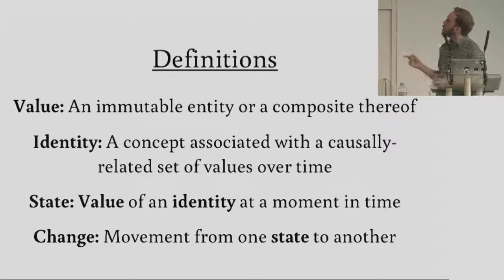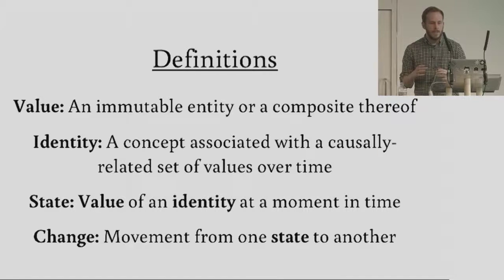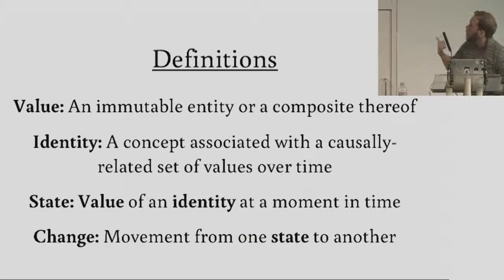So here are the definitions that we've got to. These are the definitions that Clojure has, that underpin the construction of the entire language. Whilst we're here, we can actually define what we mean by change as well. If we take these three definitions of value, identity, and state, we can say that change in our applications is the movement from one state to another.